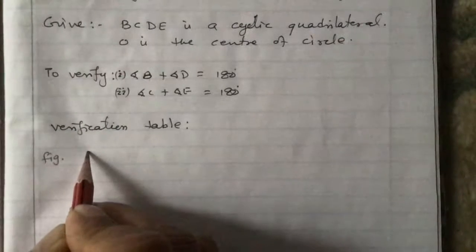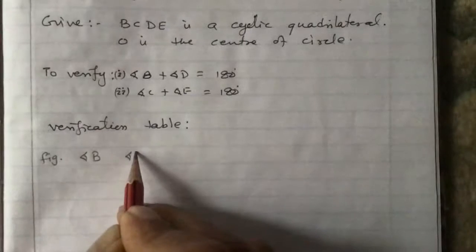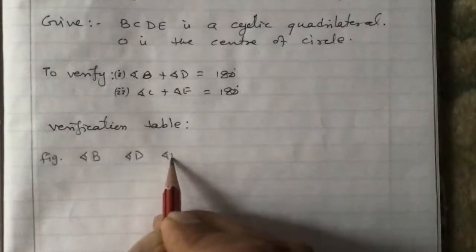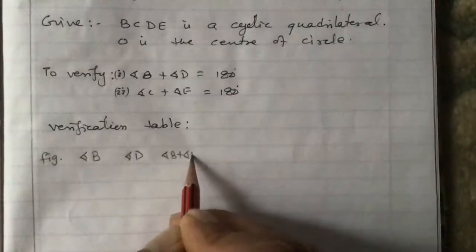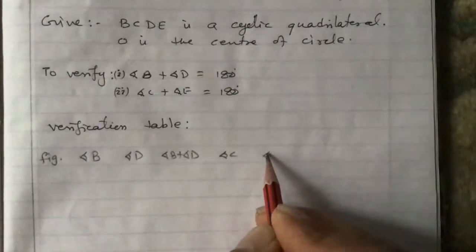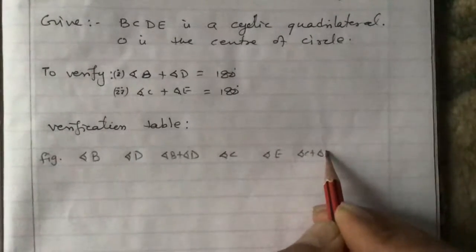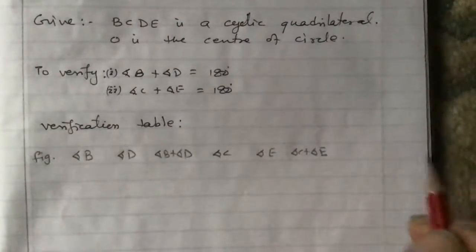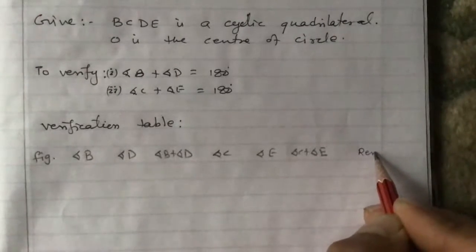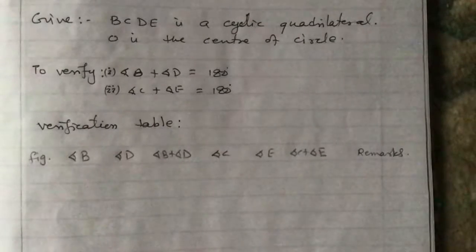First of all, let us write down angle B. Then after that, angle D. Then angle B plus angle D. Then after that, angle C. Then after that, angle E. Then angle C plus angle E. Then after that, remarks. Like this, we need many columns.